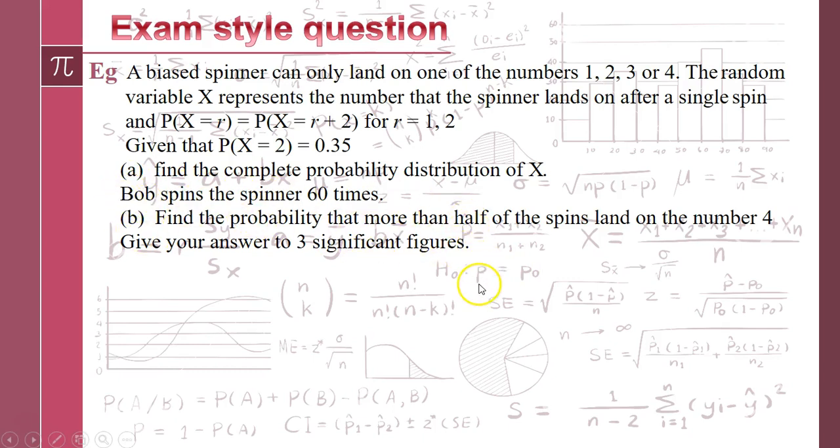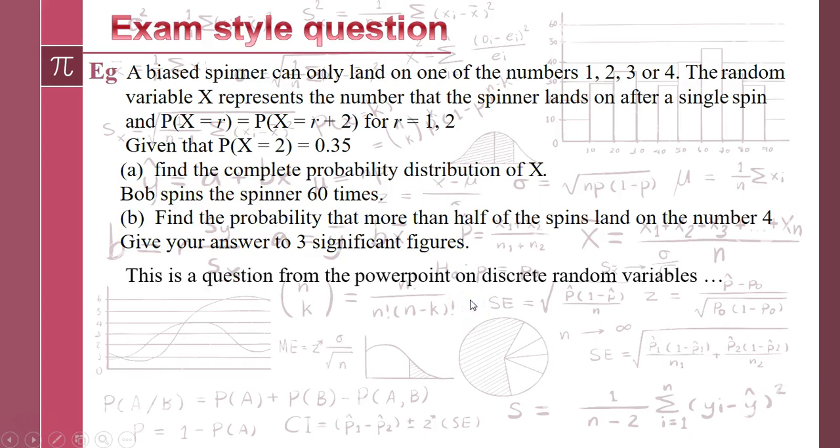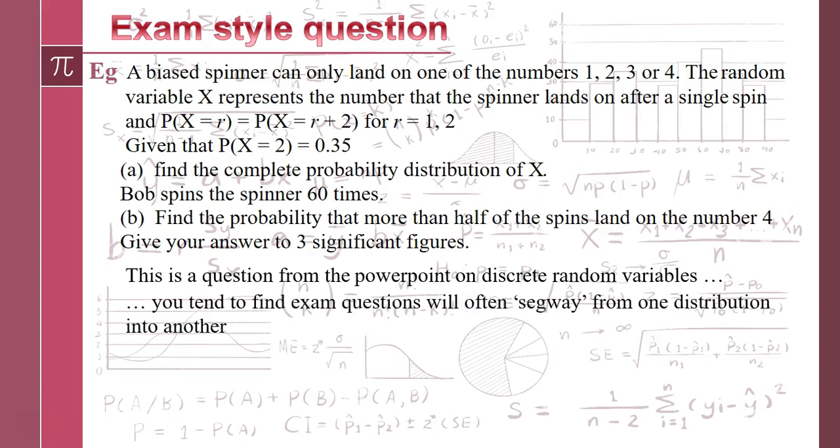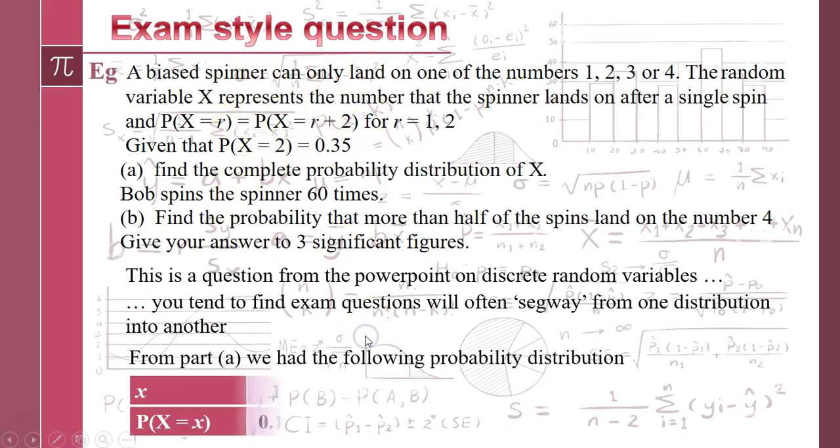And what you're going to find nowadays is, on these questions, that you get a question on discrete random variables, and this is one that's taken from an exam paper, and then it will neatly segue from a probability distribution function into something that is essentially a binomial. So how is it that the first part is a distribution function, and the second part is binomial? Let's just have a little look at it.